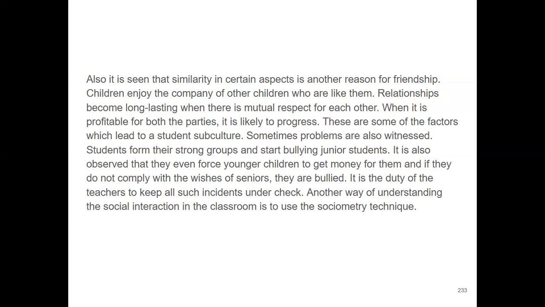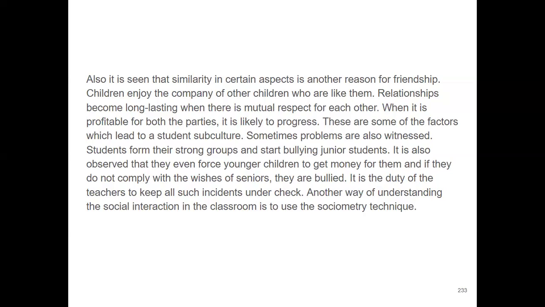And they develop every day. Their relationship develops because you're helping your friend. Your friend helps you. And if you have any difficulty, your friend helps you to come out of that difficulty. So you develop from your friendship. So these are some of the facts which lead to a student subculture.